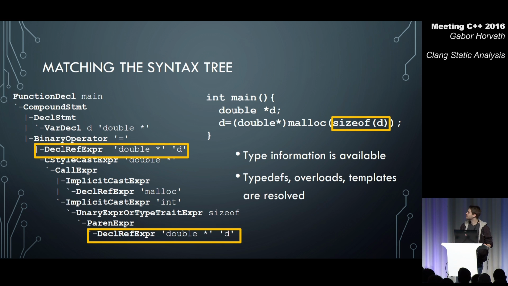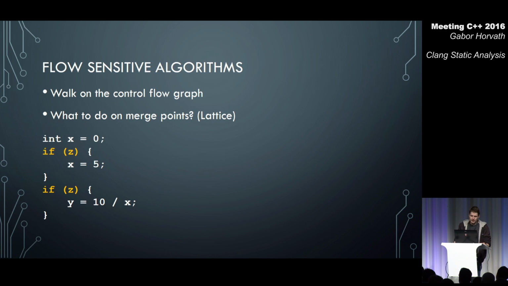And this is, in particular, an error that is very hard to write a test for, in case on your platform these two types happen to be the same size. So this is one example that is easier to catch using static analysis than writing tests. Let's look at a more advanced analysis. Let's look at a flow-sensitive algorithm where we would like to find division by zero errors.